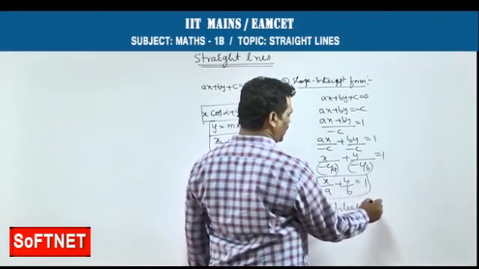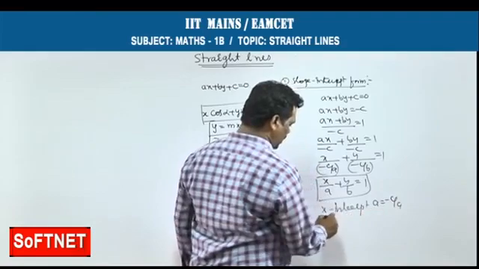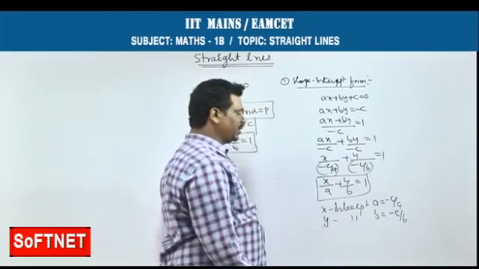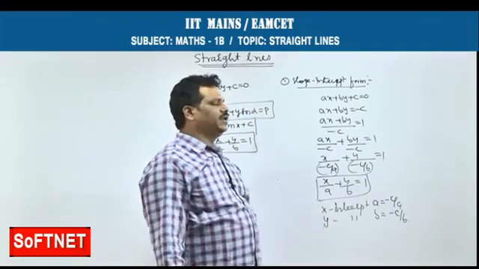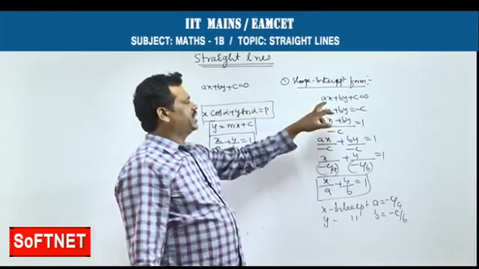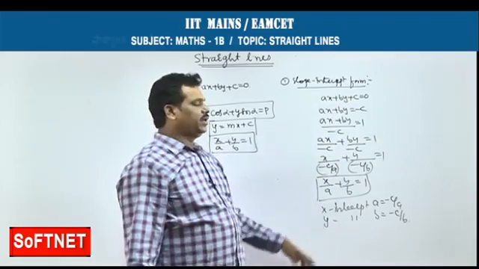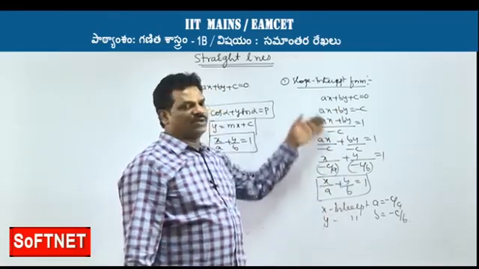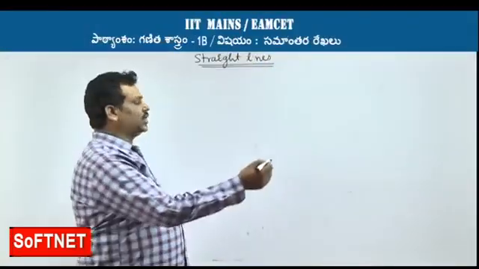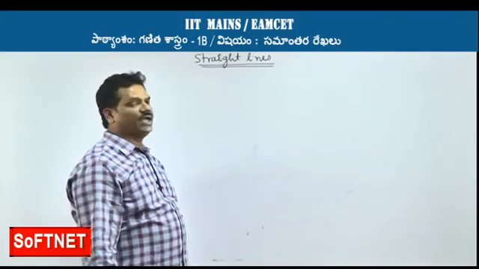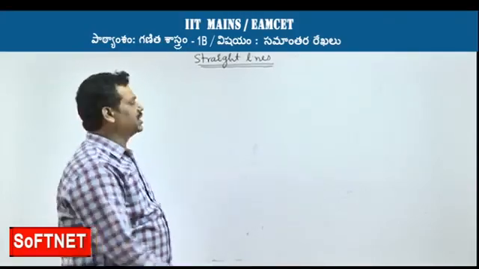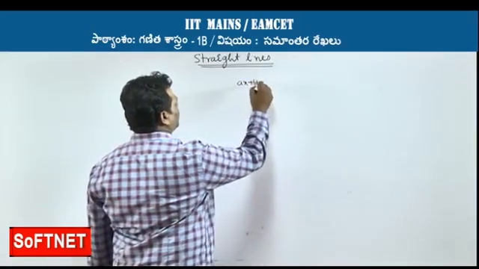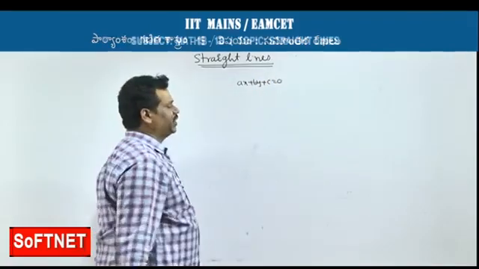The x-intercept a is equal to minus c by a, and the y-intercept b is equal to minus c by b. Therefore, the general equation of a straight line ax plus by plus c equal to 0 is converted into intercept form x by a plus y by b equal to 1. This is the procedure. Now, the third one: the general equation of a straight line ax plus by plus c equal to 0 is converted into normal form.